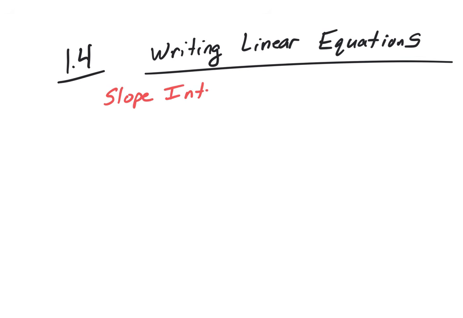Once again, the two that we have to know how to write are slope-intercept. And I would say this would be the most common way of writing an equation. This would be our go-to equation. If it said write a linear equation, then slope-intercept form is the one we almost always go to.